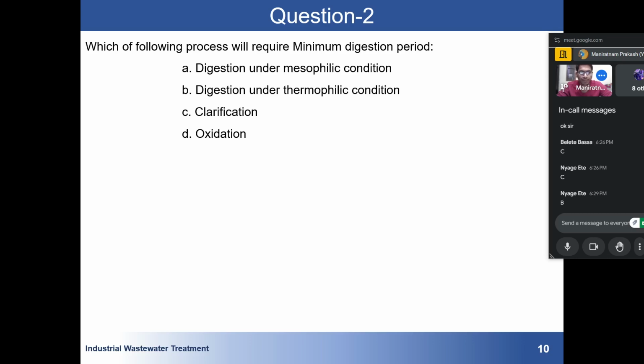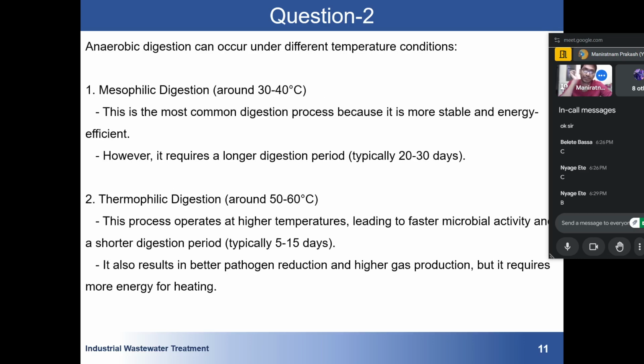Okay, B. We have got one answer, B. Yes, the correct answer is B. See, this is all about temperature. Anaerobic digestion can occur under different temperature conditions. The correct answer is B.